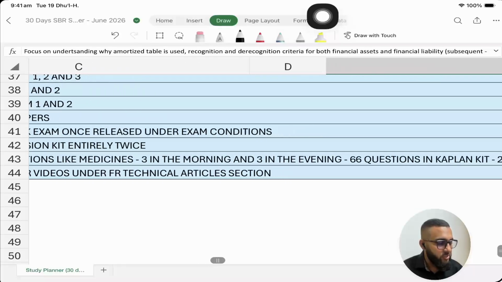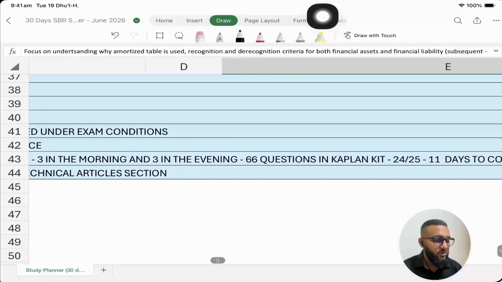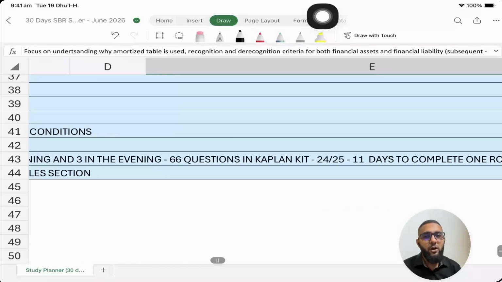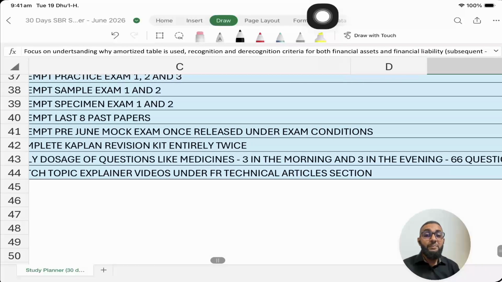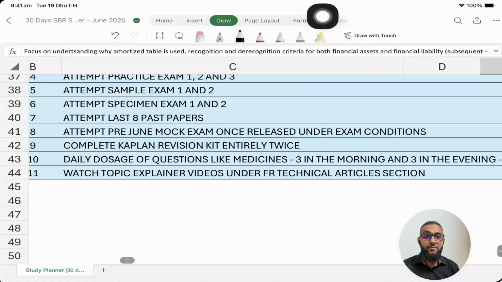So there are 66 questions in the Kaplan kit of 24, 25. In 11 days, you'll be completing 1 round. In 22 days, you'll be completing the Kaplan revision kit twice. Again, you can tweak it to the pace and speed that you find comfortable, but try to complete the Kaplan revision kit at least once. Okay? Right. And then watch topic explainer videos and the FR technical article sections for the areas that are important and integral, such as IFRS 15, IFRS 16, and financial instruments.